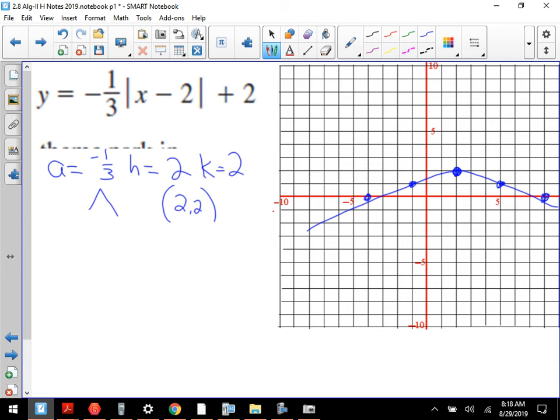Is the reason that it's a V because it's an absolute value? The reason that it's a V and not a curve is because it's linear. Yeah, it's linear because it's a singular degree, but it isn't a V like that because of the absolute value.